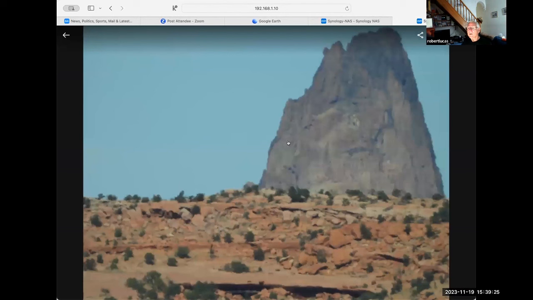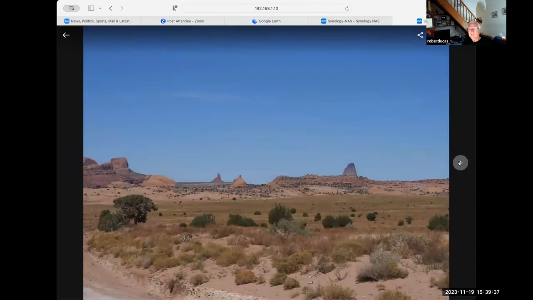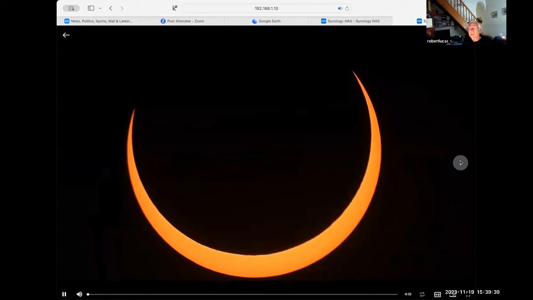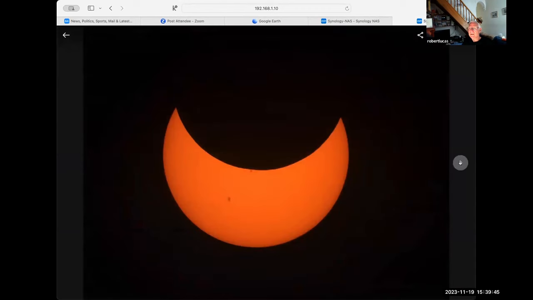So we went to the recent annular solar eclipse, this is close to Monument Valley. And we'll get to the end of this. And you can see, that's close. And this is the start. See, again, we have some sunspots and everything.